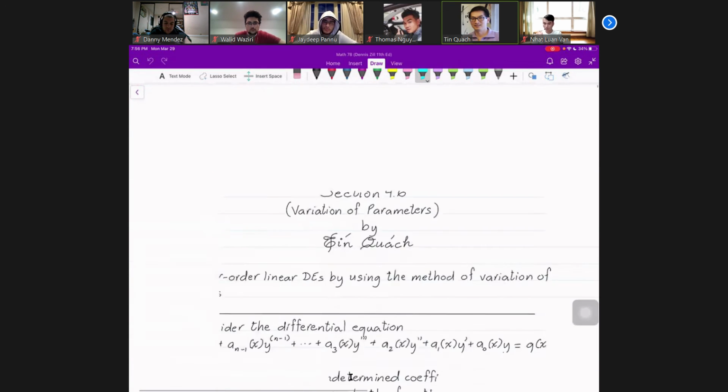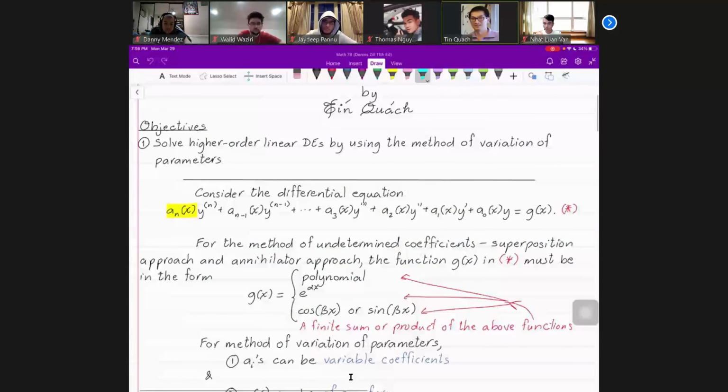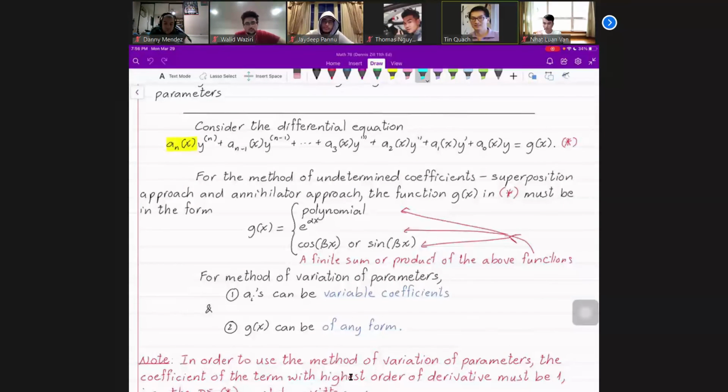So for variation of parameters, if you want to use the variation of parameters method, you have to write your differential equation in standard form. Remember, standard form means the coefficient here is a 1. So if the highest order derivative term doesn't have a 1 for the coefficient, you better divide that to the other side.